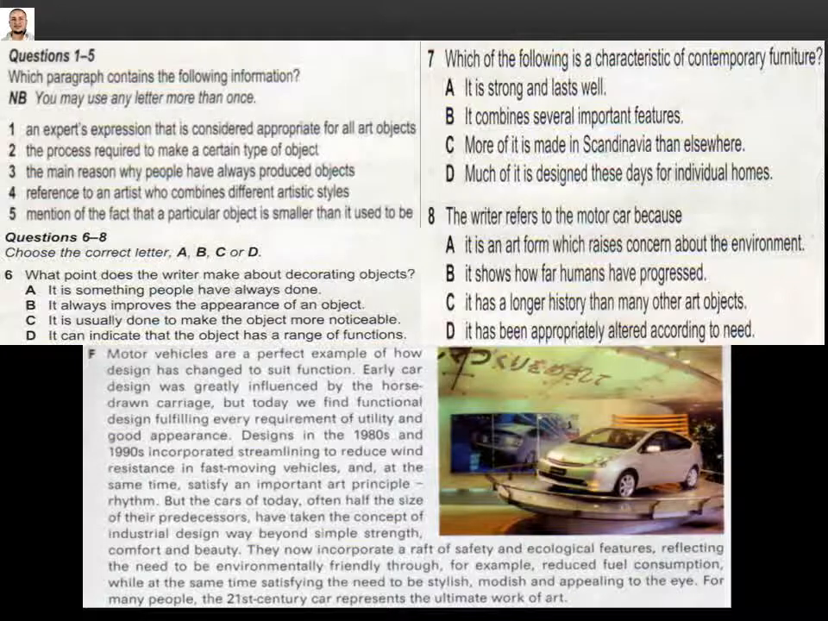D, it has been appropriately altered according to need. Yes, D, because we are talking about the needs, the first one in the first part and also in the last part. They talk about the needs of the globe, not of a person.